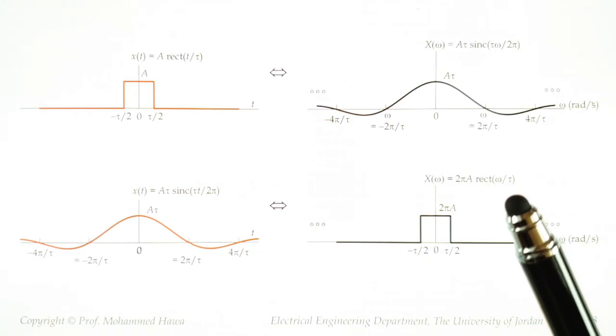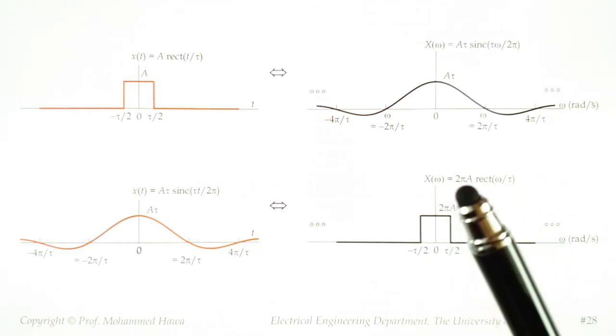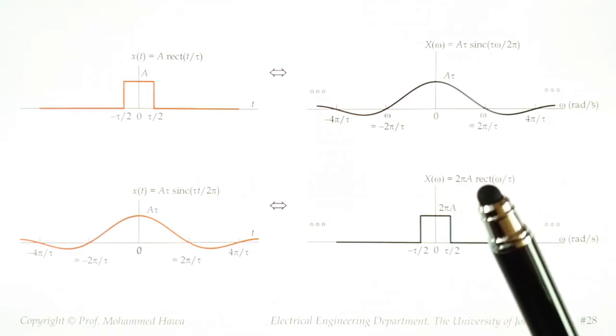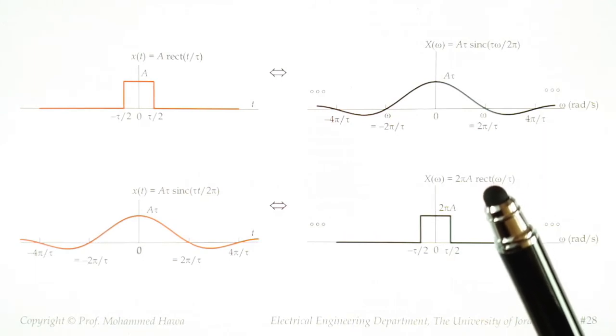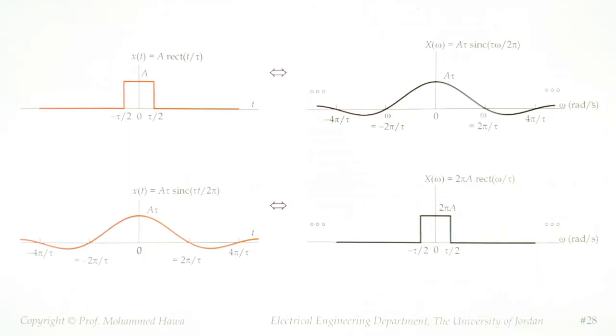The only difference is that I multiply by 2 pi extra here, and I have minus omega here, but because rect is an even function, frequency inversion does not affect the answer. Please remember duality for Fourier transform.